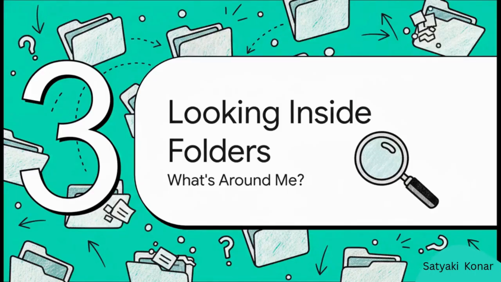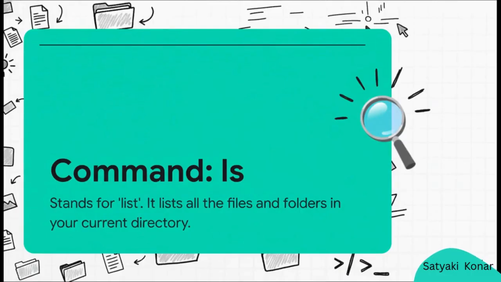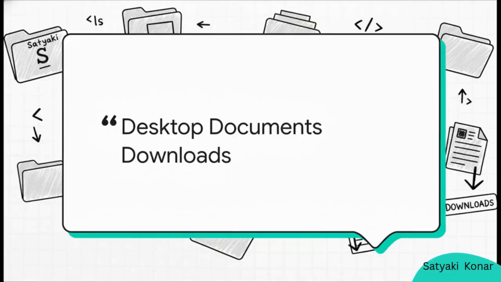Okay, great. So now we know where we are. The next logical question is, what's around us? What's actually inside this folder? For that, we use another really simple command, ls. It's just short for list, and it lists out all the visible files and other folders that are inside your current working directory. So, if we were to type ls inside that Satyaki folder we were just in, we'd probably see something like this, right? A list of all the usual suspects we all have on our computers.